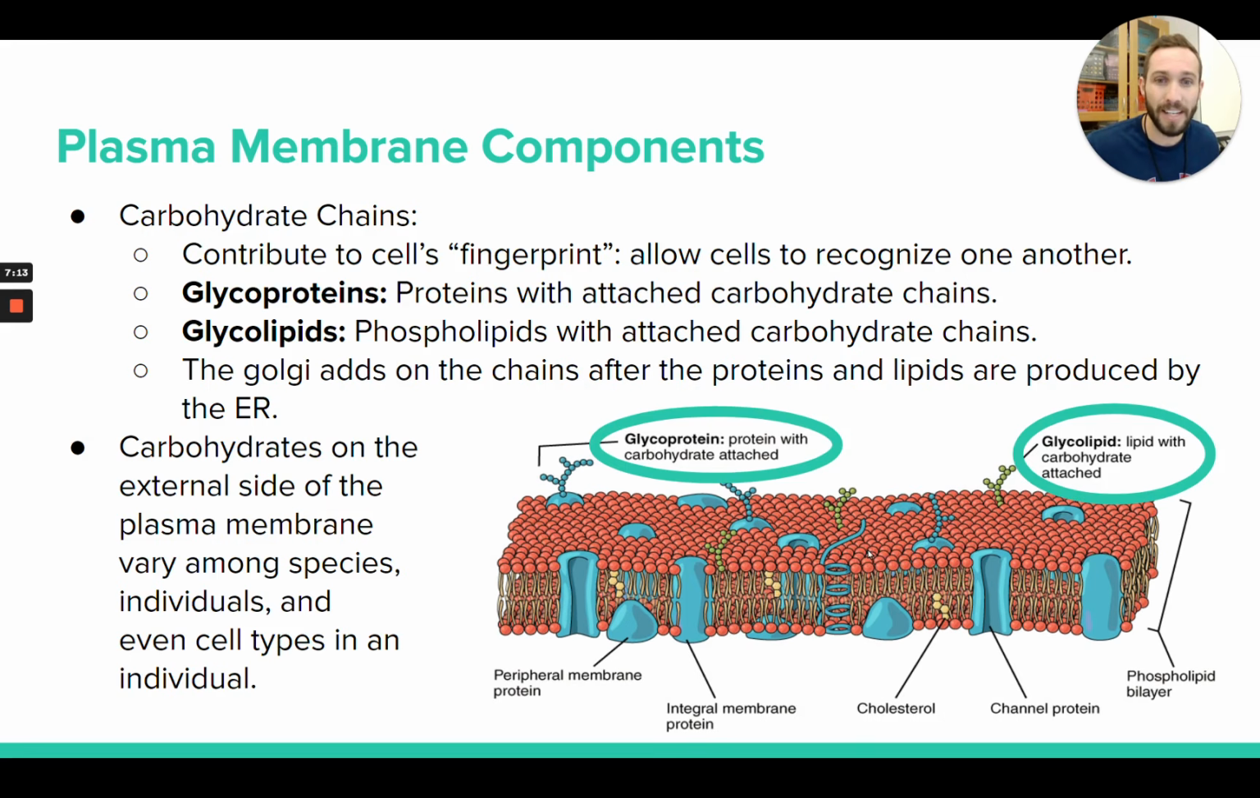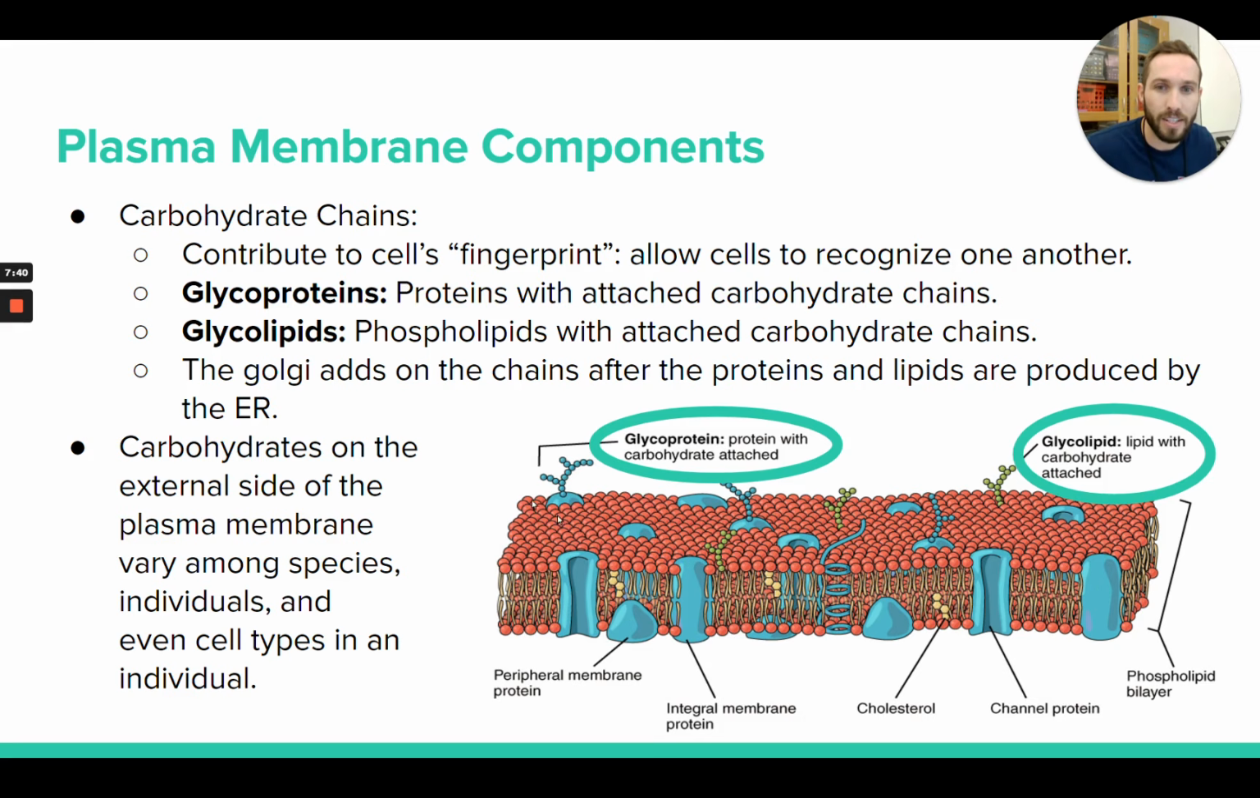And then another thing you see in this picture is these chains attached to some of these proteins and some of these phospholipids. If you look at these blue ones attached to the protein, or these green things attached to some of the lipids, these are actually carbohydrate chains. These are chains of sugars, chains of monosaccharides, that are attached to some of these proteins and some of these lipids.